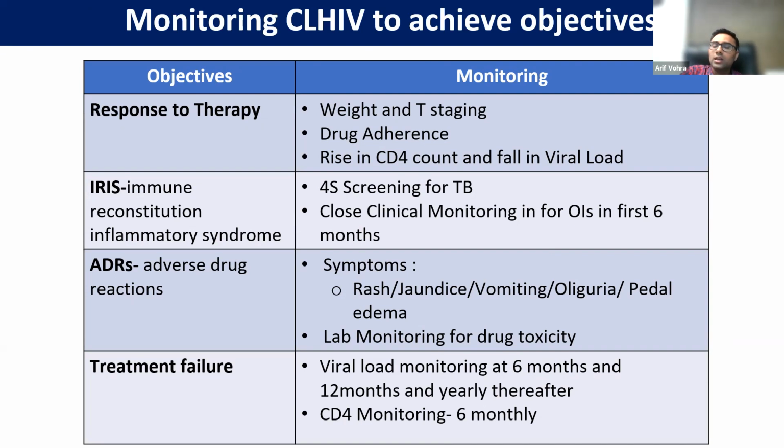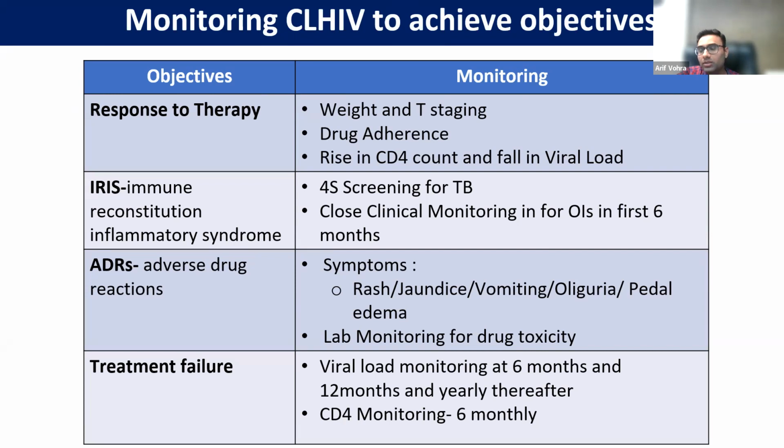Suppose the child is going from one stage to another, like stage 4 to stage 3 or stage 3 to stage 2, that child is improving and responding to therapy. Or if the child was previously on stage 2 and now is going to stage 3 or stage 4, then the child is not responding to the therapy. So at every visit, we have to take the anthropometric parameters as well as do the WHO staging.